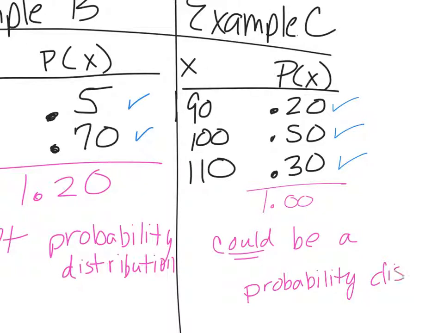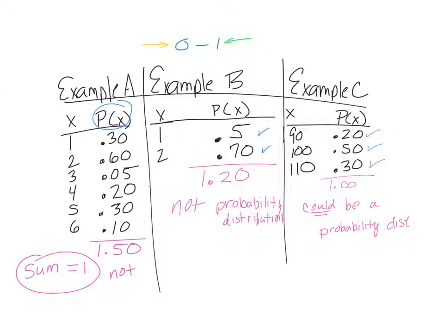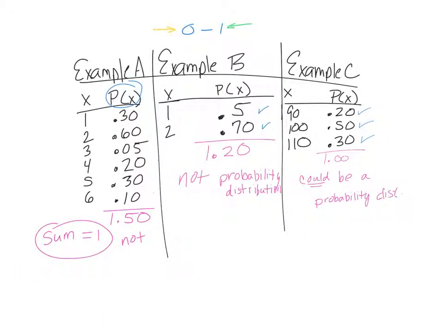I'm just going to abbreviate here. So if this were a question which is just like the one on your homework, the question on your homework asks you which ones could not be a probability distribution. So if I were to choose the correct answer, I would say examples A and B are the two that could not be a probability distribution.